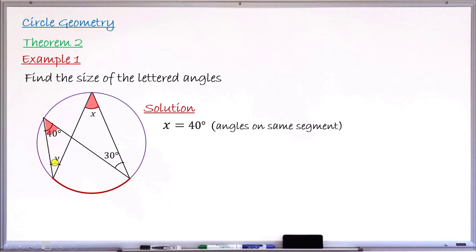Look at the angle Y. Let me just start with it. The angle Y, look at it. To find angle Y, it is this arc. Look at the arc that subtends angle Y. And the same arc also subtends or forms this angle 30 degrees.